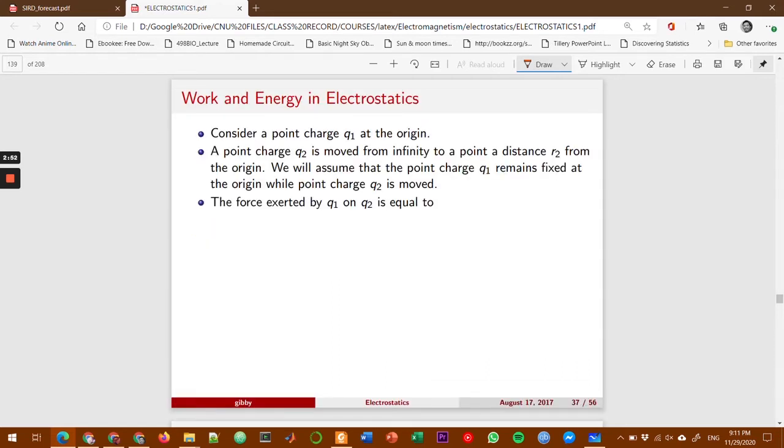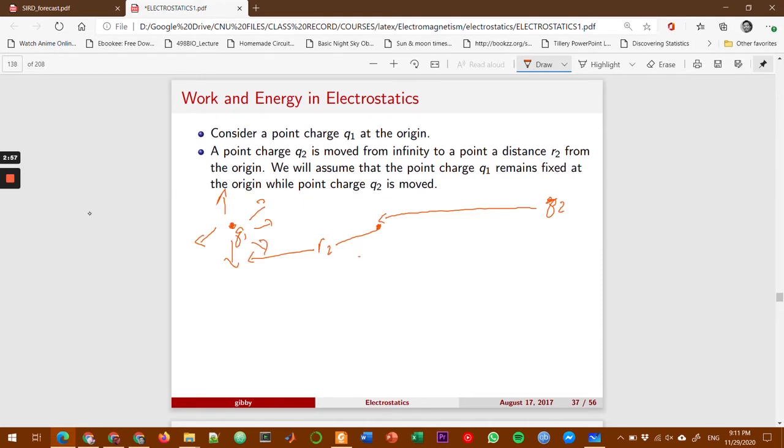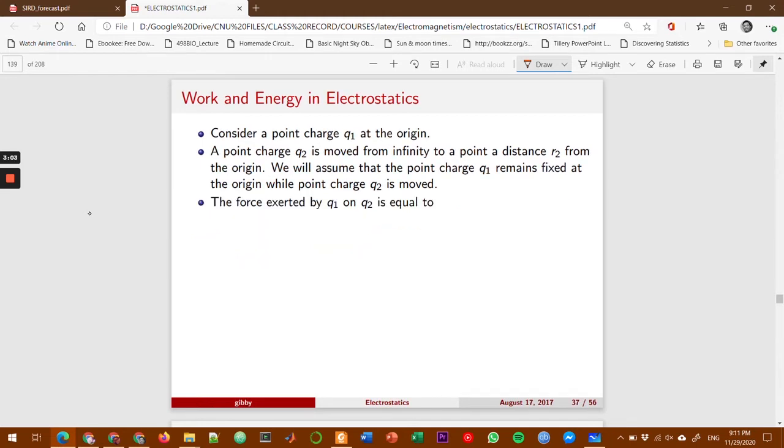So there is a force exerted by Q1. Of course, Q1 will exert a force towards Q2, and that is equal to, we know this formula, right? So this is the force acting on Q2 by charge Q1, or the force that is caused by Q1 towards Q2. So that is the formula: you have your charge Q2 and then the electric field of the charge Q1.